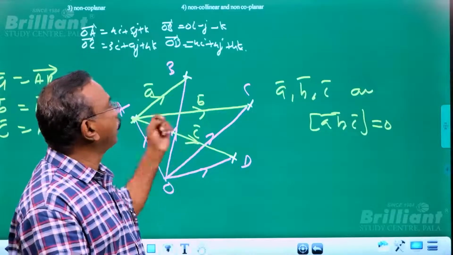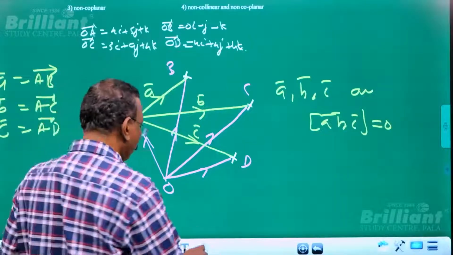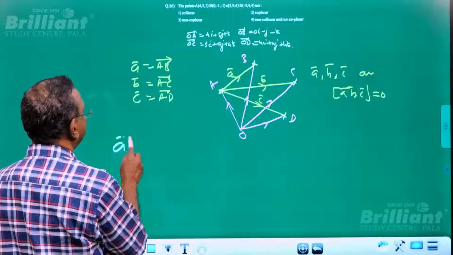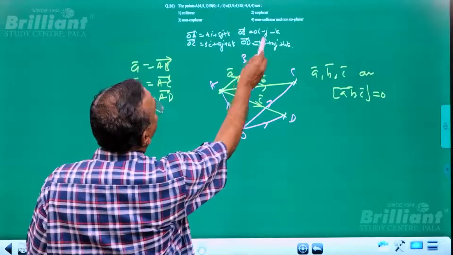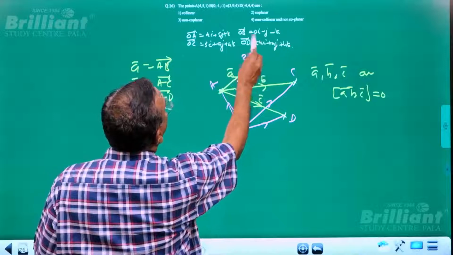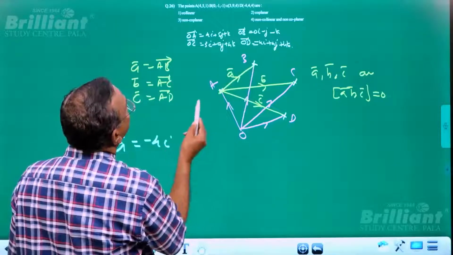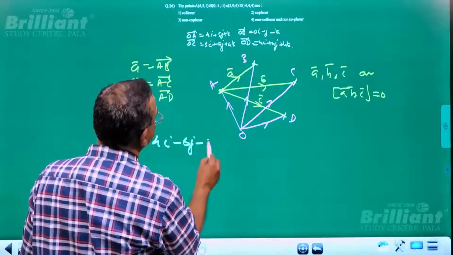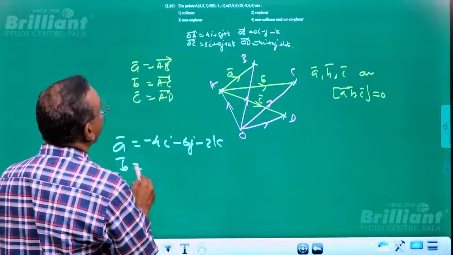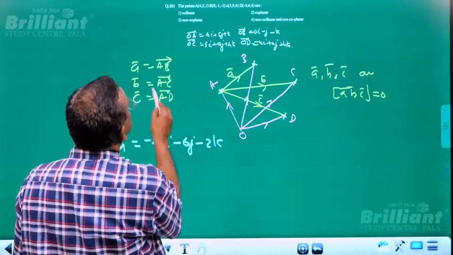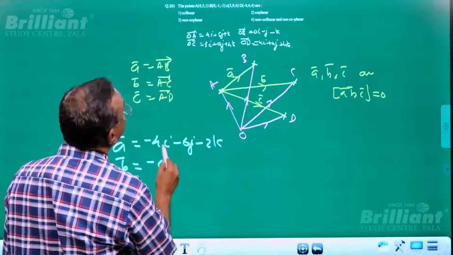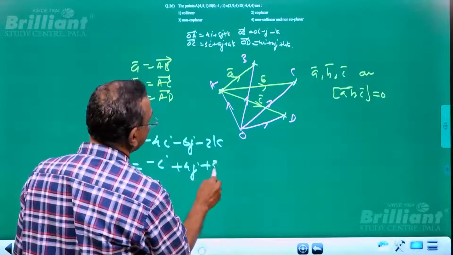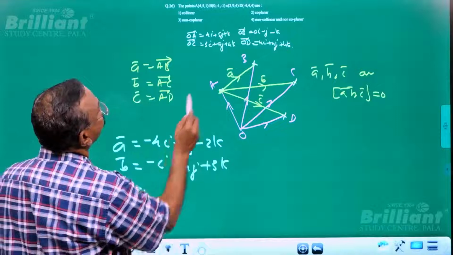So come to identifying what A, B, and C are as per the given condition. It is very simple. Small A bar is equal to the difference of OA and OB, so this will be 4i minus 6j and finally minus k, that's minus 2. This is actually A bar. Now B bar. B bar is AC, that's minus i plus 4j and 4k minus that is plus 3k. That's B bar. And finally C bar is equal to this minus that.